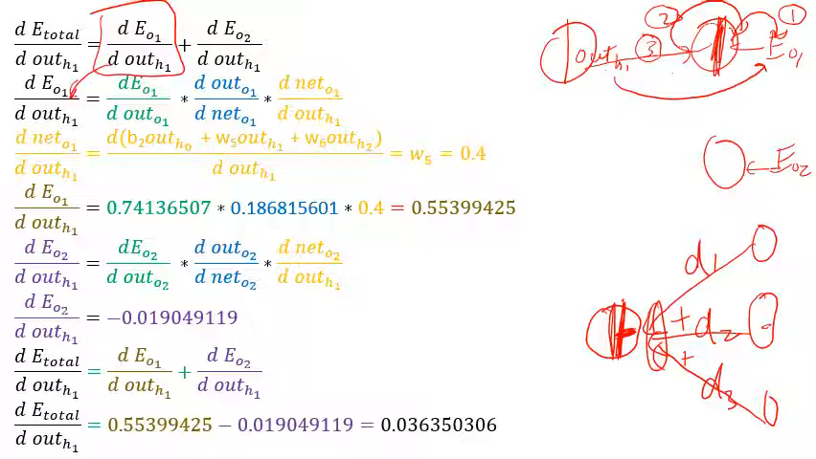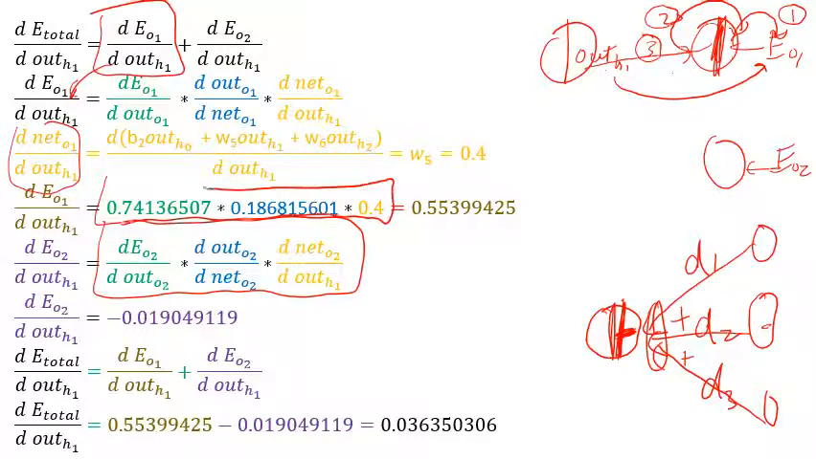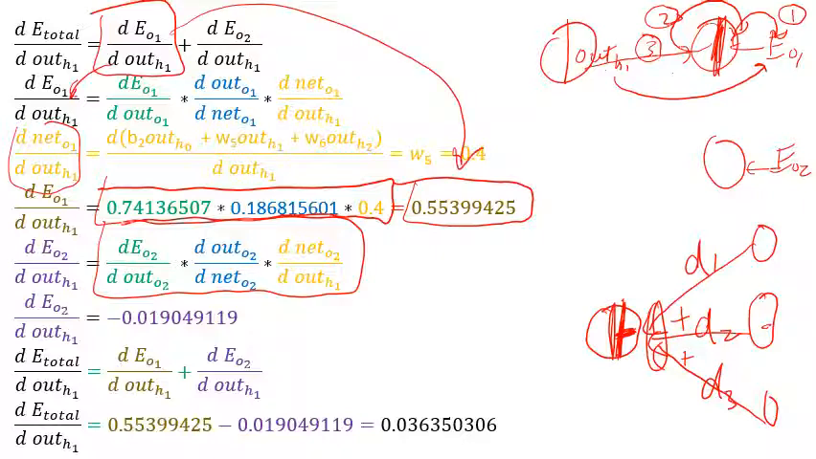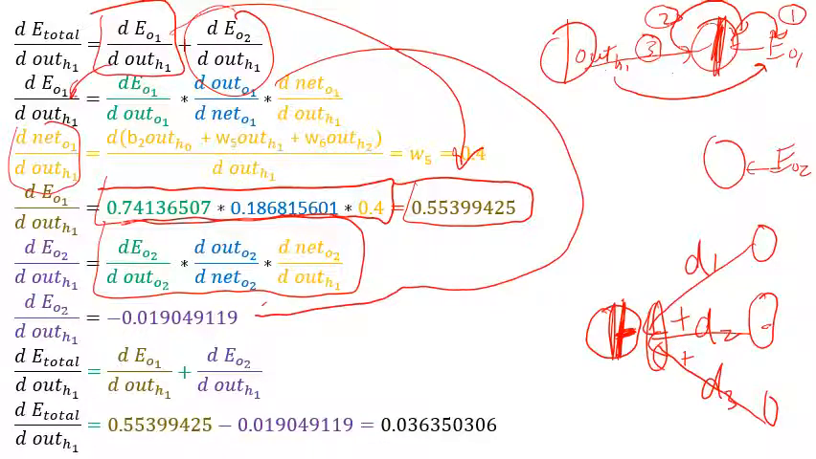So one by one I will calculate these three derivatives, and I will multiply these three derivatives. This is where we have calculated the first term. Similarly, we calculated the second term. Then we add these two terms to calculate the total derivative with respect to out H1, right? This is what we have calculated with respect to out H1.